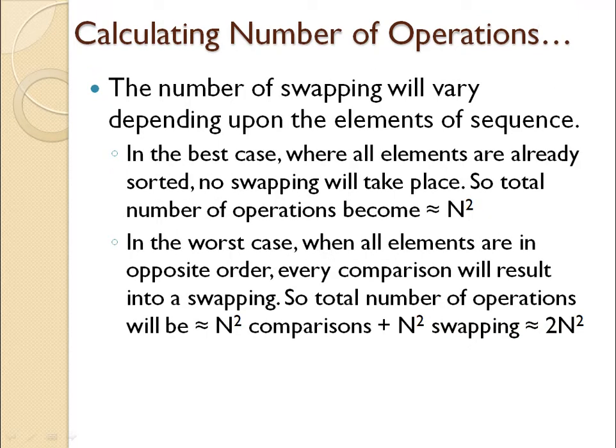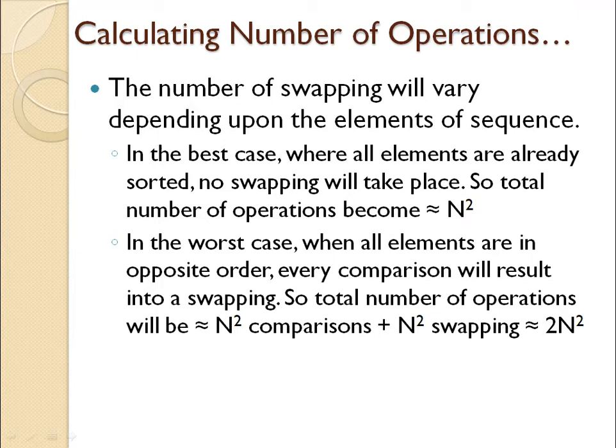The number of swaps will vary depending upon the elements in the sequence. In the best case, where all the elements are already sorted, no swapping will take place because all the elements are at their correct position. So you will not swap any element. So the total number of operations will be those for comparisons, because comparisons will be there. If the elements are already sorted, then also the comparisons will be there, but swapping will not be there. So the order will be n square.